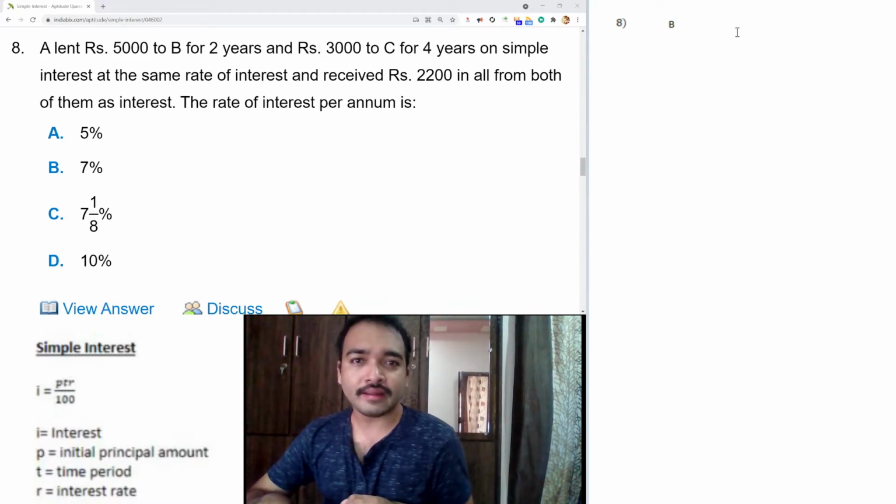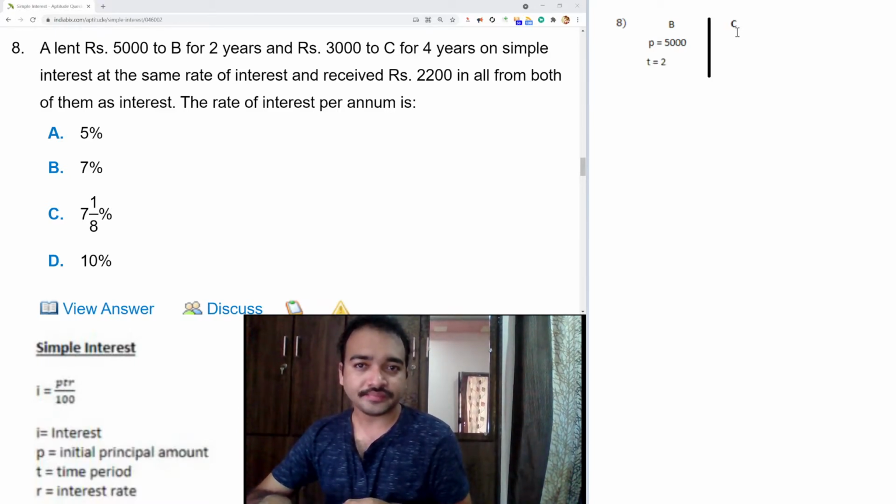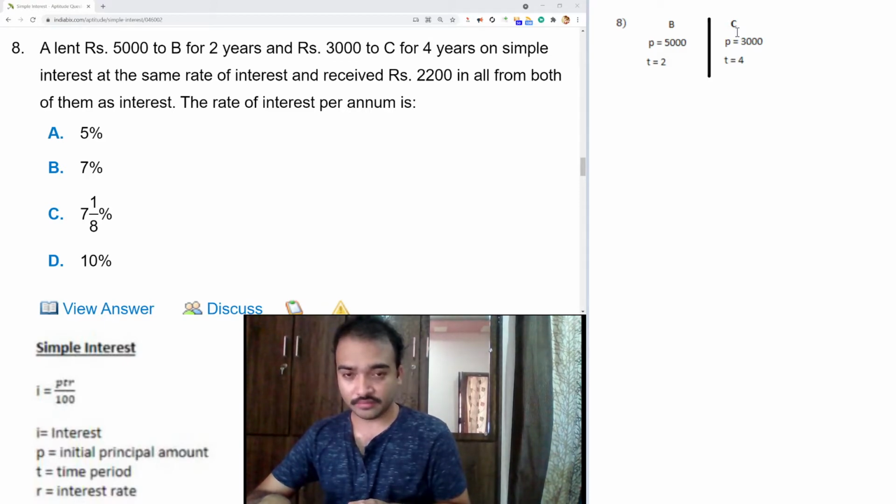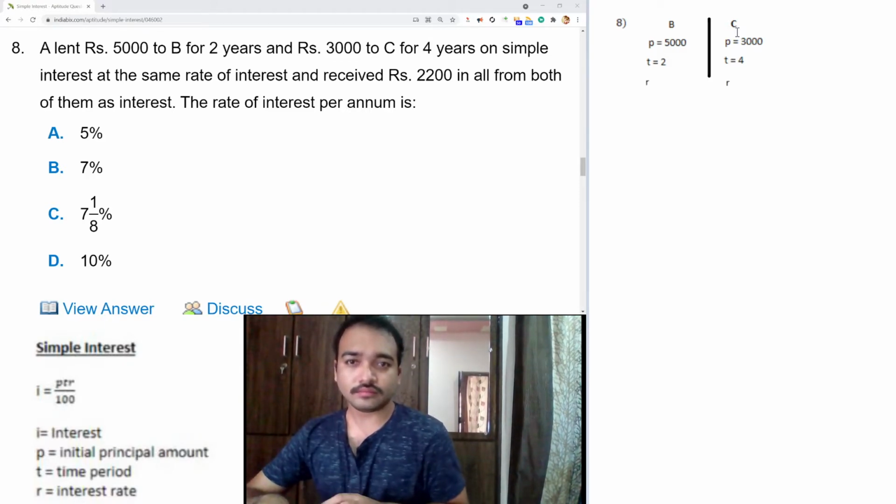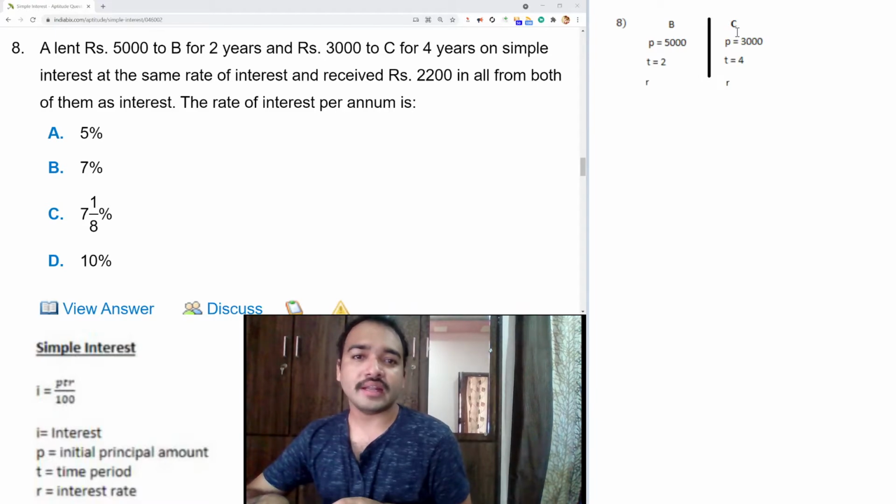A gave money: P is equal to 5,000 to B for 2 years, and to C he gave 3,000 for 4 years on simple interest at the same rate of interest. For both of them the rate of interest is the same, and he received 2,200 in all from both of them as interest.